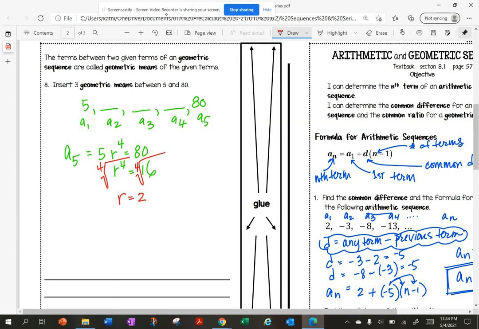I could also rewrite 80 in terms of a number that I'm raising to the 4th power a couple different ways. But now I'm going to take 5 and multiply that times 2. So that's 10. And I'm going to multiply this times 2, which is 20. And I'm going to multiply that times 2, which is 40. And if I multiply that times 2, I get 80. So these are my 3 geometric means. That's it.